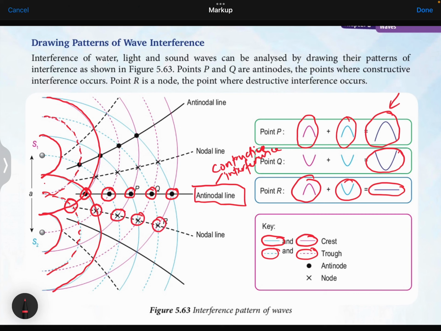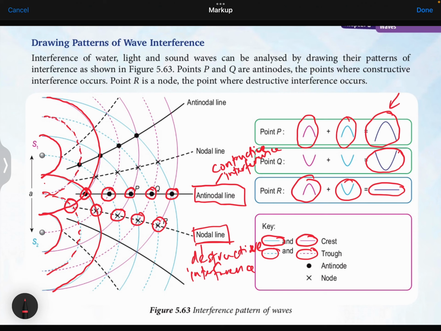They are also on the same line. So this line is known as the nodal line. So there's no wave on that line. That is where the destructive interference happens. Destructive interference.